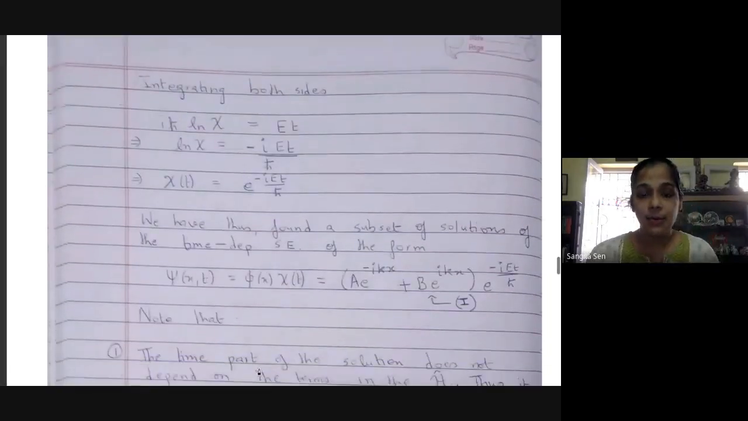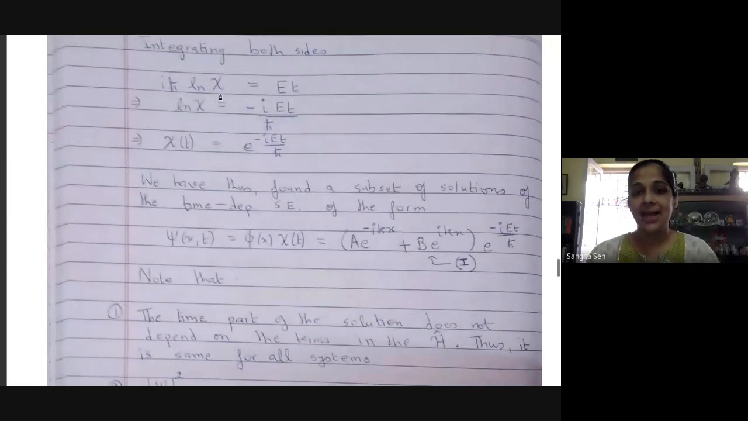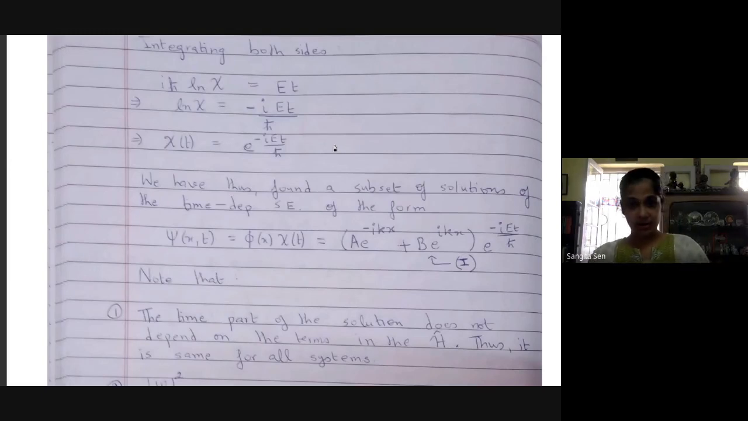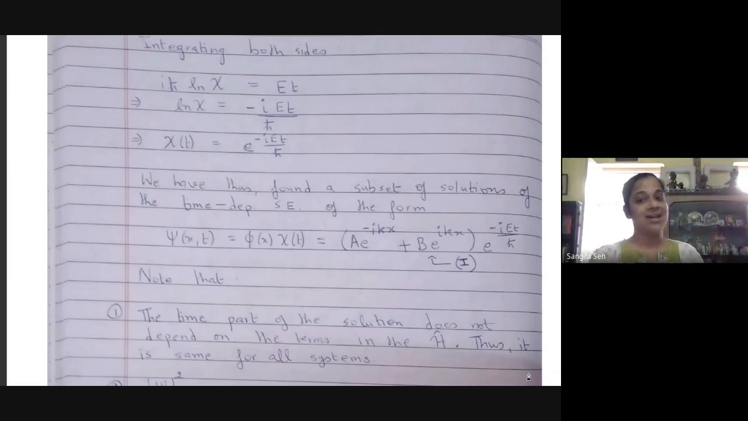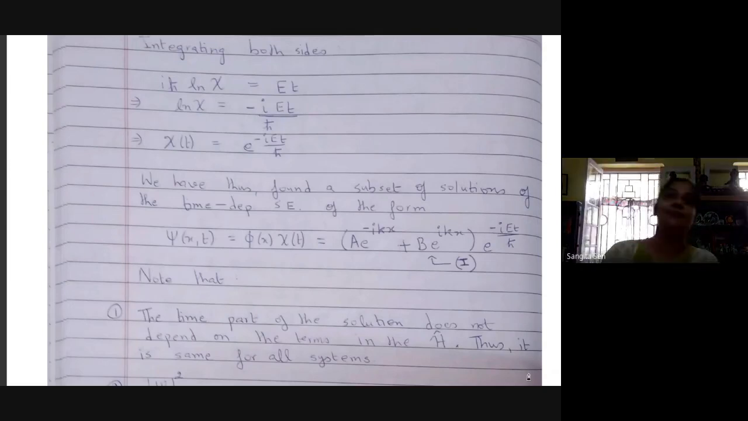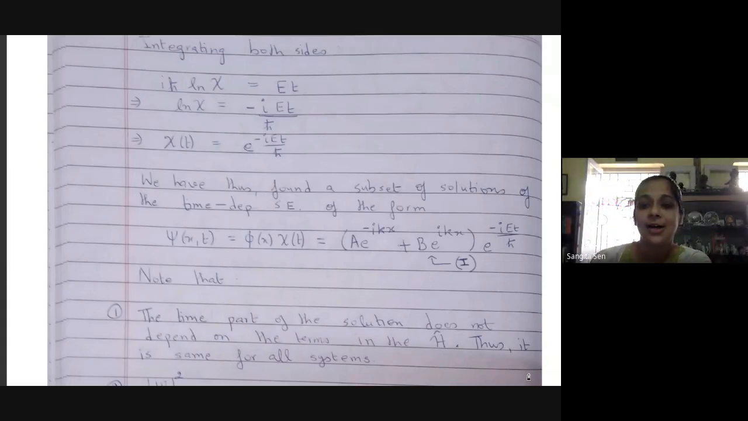I integrate both sides and I get ln chi equal to Et, and then chi is of this exponential form. So there is a solution. We have found phi and we have found chi, and the product phi chi satisfies the time dependent Schrodinger equation. So these solutions are at least valid solutions for the time dependent Schrodinger equation. There may be others, but actually everyone has stopped here more or less. I don't know if people try to find other solutions. That is actually an interesting question. You probably should Google it.